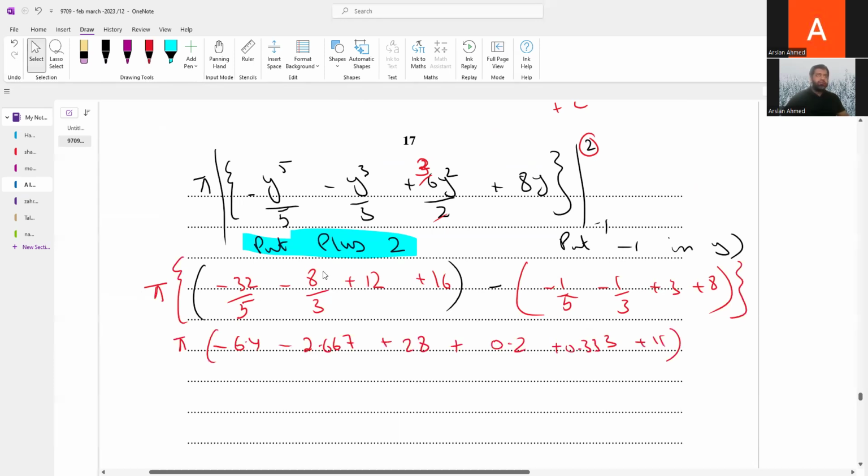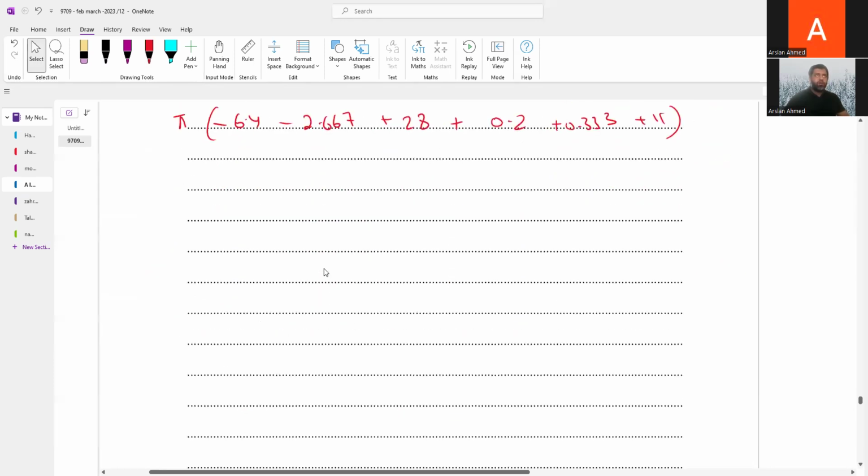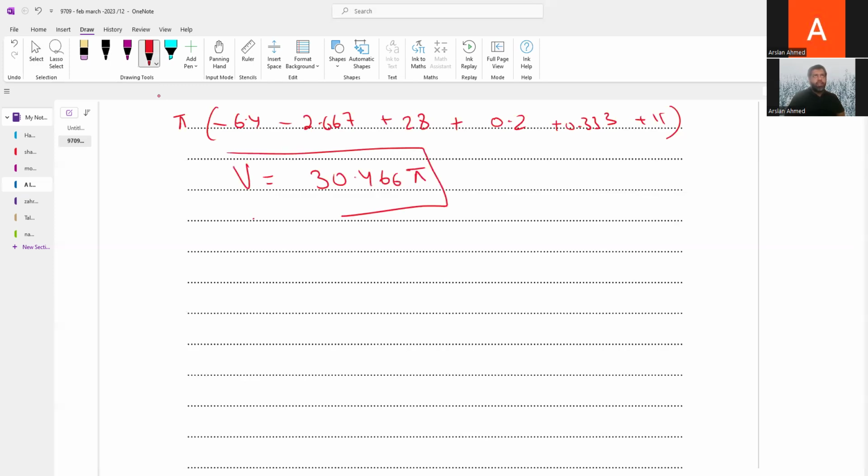So it would become negative 6.4, negative 2.667 plus 28, plus 0.2 plus 0.333 plus 11, which is 30.466. So the volume of revolution is equal to 30.4665. I hope this concept is clear.